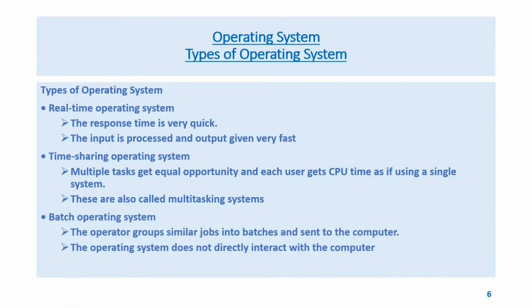Batch operating system. The operator groups similar jobs into batches and sends them to the computer. The operating system does not directly interact with the computer. So it will create batches of the jobs and will be sent to the computer instead of operating system directly interacting with the computer. These batches of jobs will be sent to the computer, so they will interact with the computer.